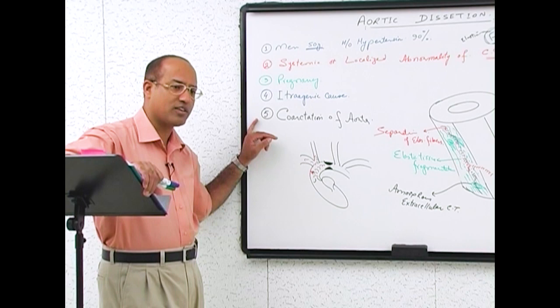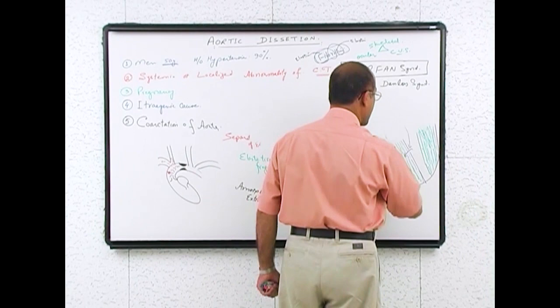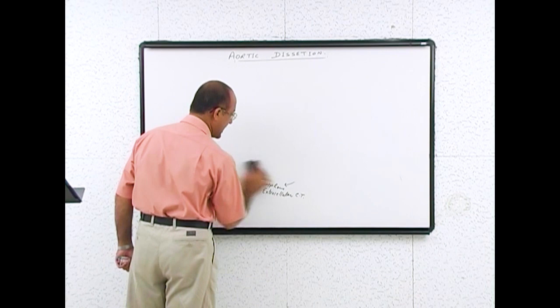Is that right? Now, having said all of this, let's look at the pathological situation there. And we'll see that after the dissection of aorta, what type of complications develop in the patient, right? What are the clinical presentations and what are the different complications as dissection is advancing within the patient's aortic wall?